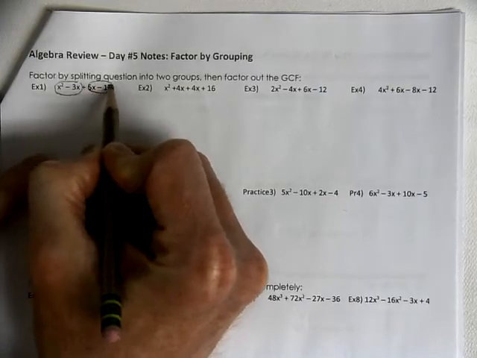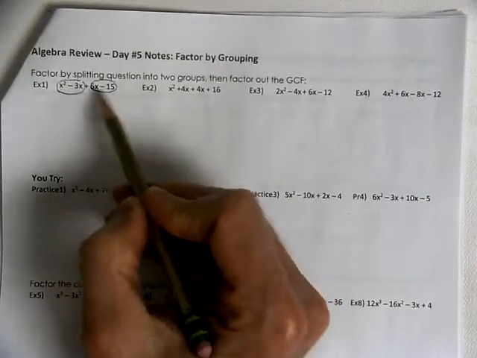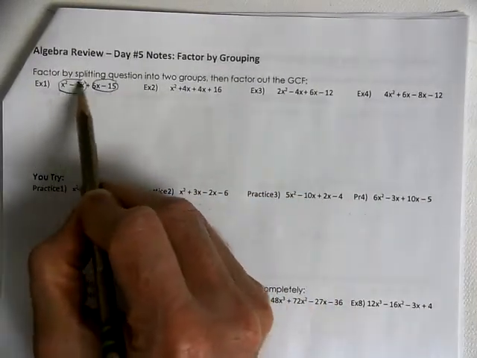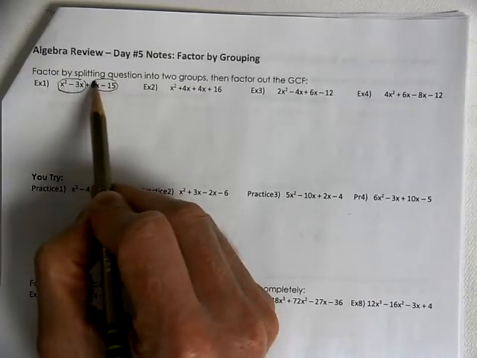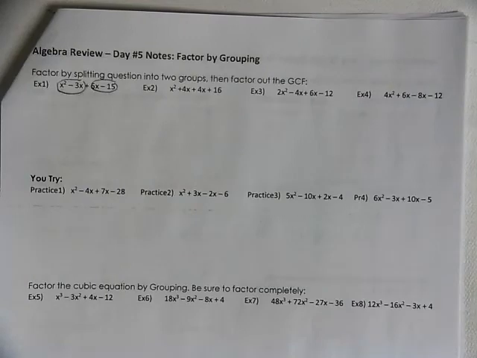So when we use factor by grouping, we want to group our two terms together. There will always be four terms. We're going to circle these two together, and we're going to circle these two terms together. That just gets our eyes to focus in on what we're supposed to be looking at.